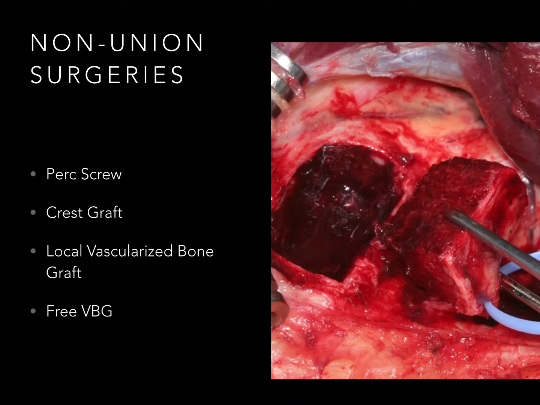Surgeries for non-union, most of them can be fixed with a percutaneous screw. You can do cancellous graft or structural graft as needed. But I often favor vascularized bone grafting. Here's a picture of a free medial condyle graft, which is my graft of choice for non-union with AVN.